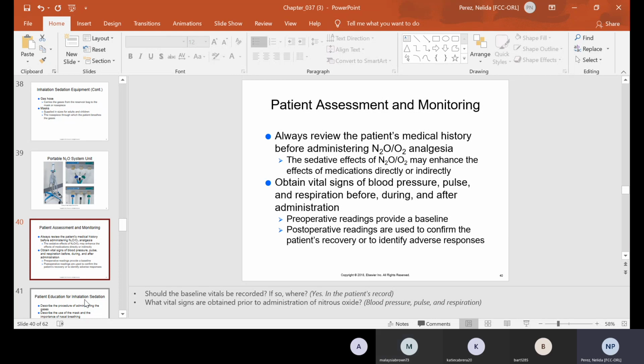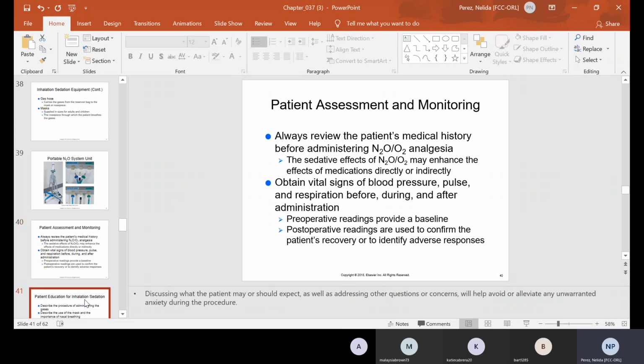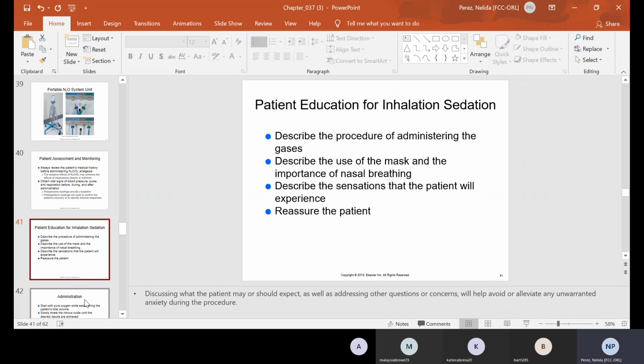The sedative effects of nitrous and oxygen may enhance the effects of medications directly or indirectly. You usually obtain vital signs of blood pressure, pulse, and respiration before, during, and after administration. Pre-operatively, you always get a baseline, and post-operatively, you want to confirm the patient's recovery or identify any adverse responses.